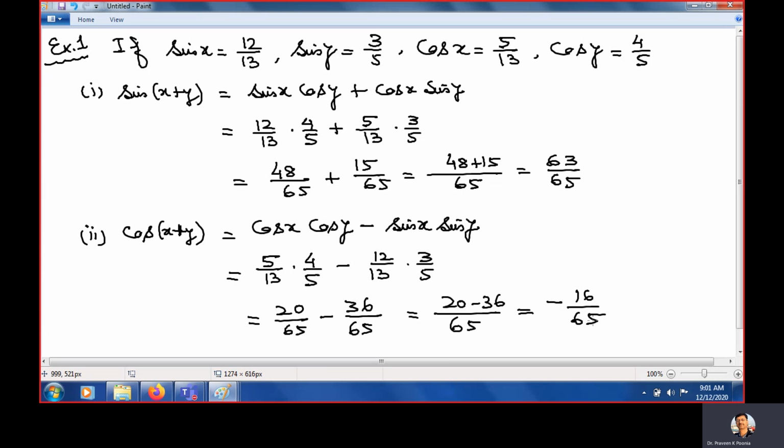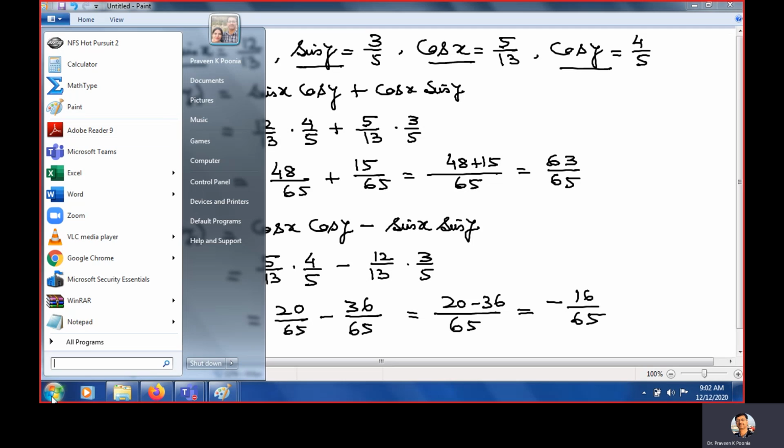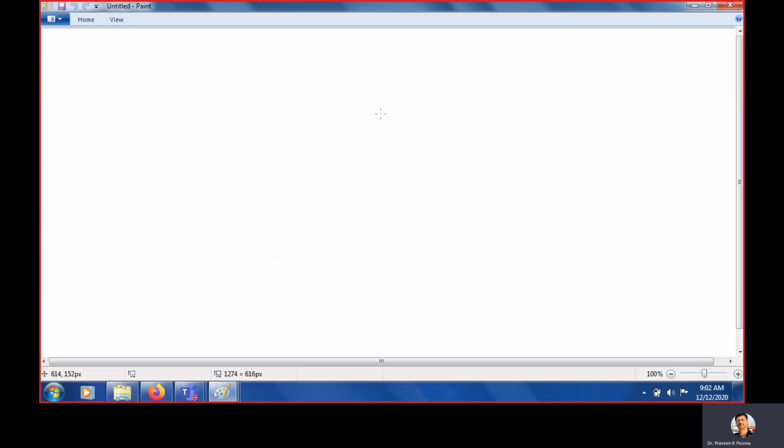Clear? So this is the first type of question where sin x is given, sin y is given, cos x is given and cos y is given. These types of questions are very simple. All you need to do is put the values of all four in the trigonometric formula and find the value of sin x plus y and cos x plus y.